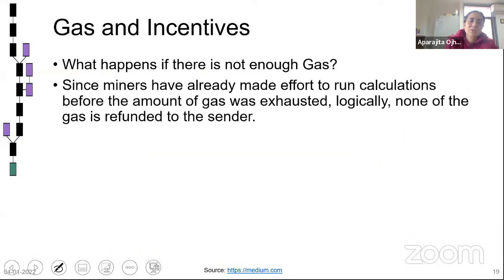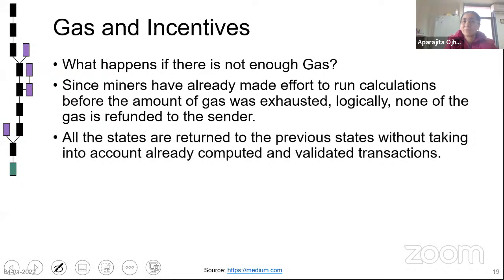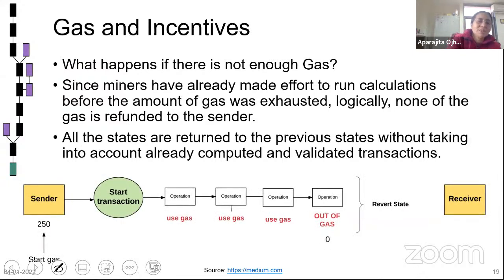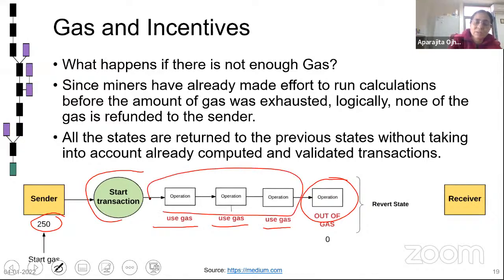But what happens if there is not enough gas? Since the miners have already made the effort to run the calculation, it will not be possible to refund. So in this case, again, the sender is estimating 250 gas points. The transaction starts, and it uses some amount of gas. At the commencement of the fourth operation, it turns out that for this transaction there are 4 operations. 3 operations are completed, and it turns out that it is out of gas.